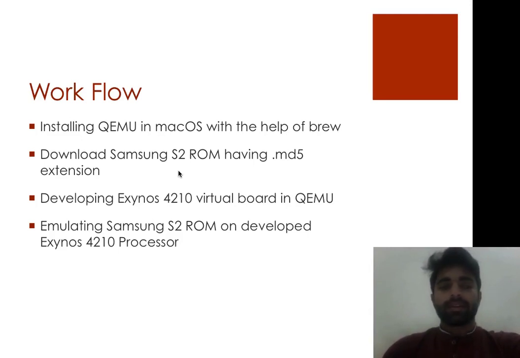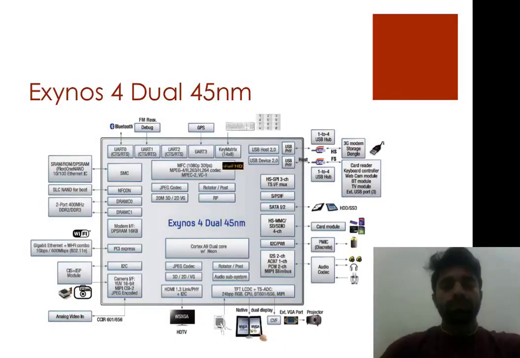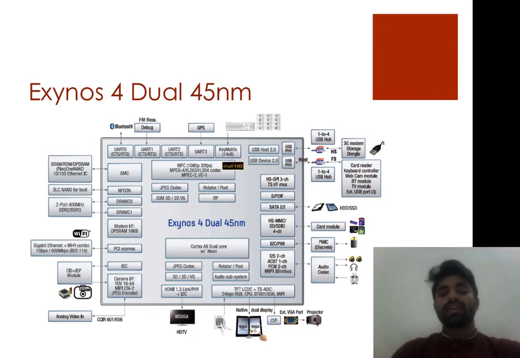So the block diagram will be like that. First of all, we can see the Exynos 4210 45 nanometer technology architecture, which has a processor and some peripherals like the Wi-Fi card, Bluetooth card, audio jacks, and other supported hardware, analog to digital converters, GPS modules, FM receivers, and USBs. All of these are in this block diagram.